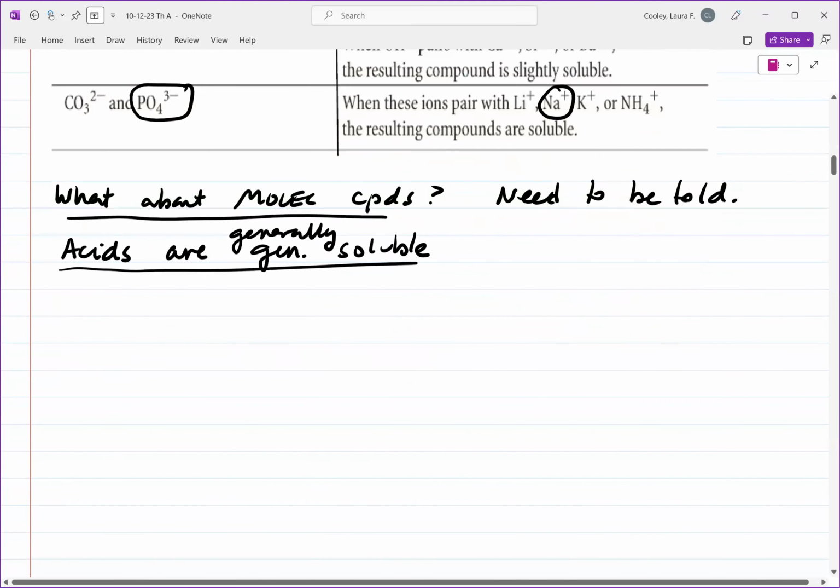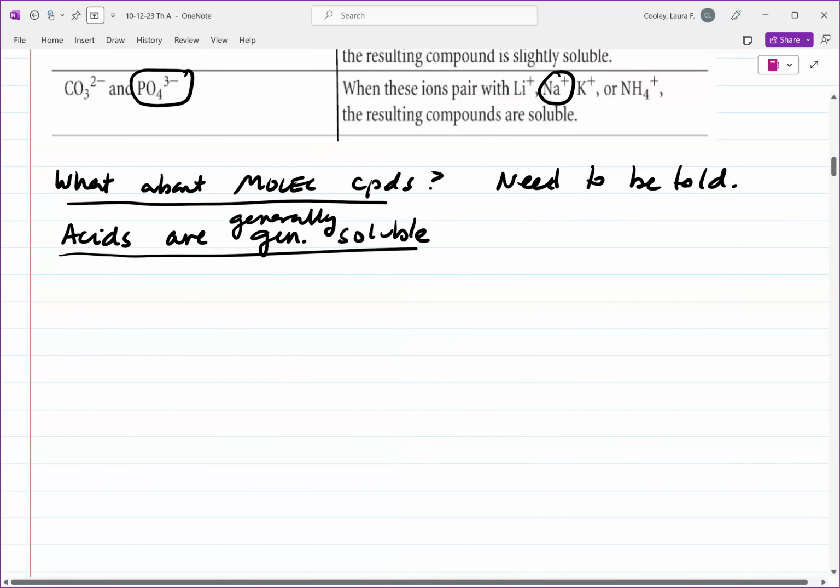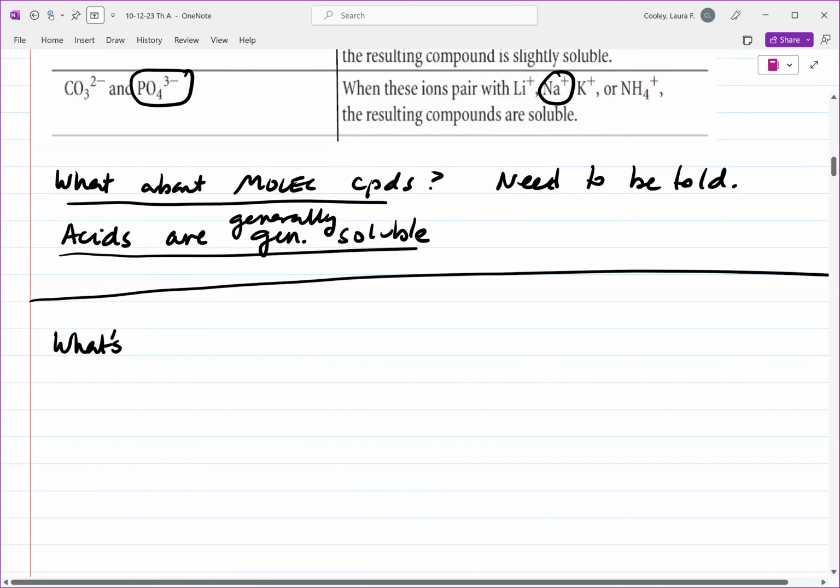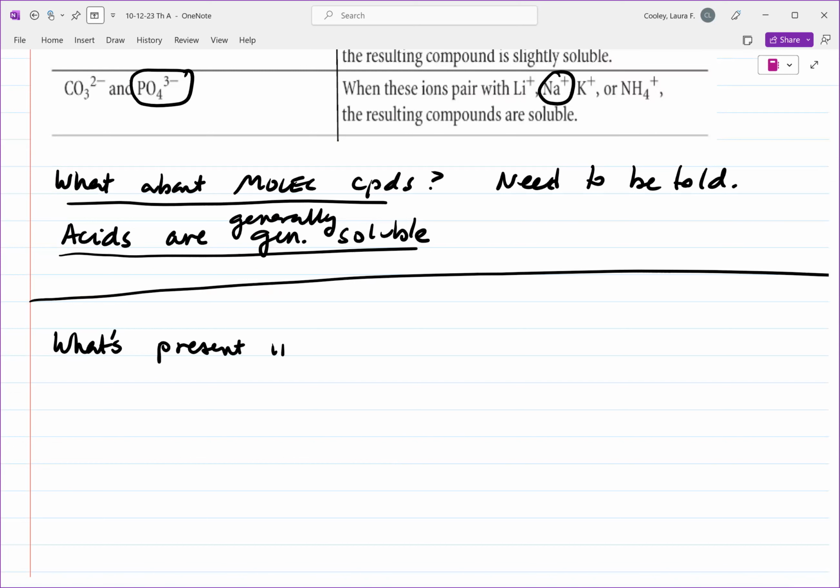So the next question becomes, what's present in solution when a molecular compound dissolves? And what's present in solution when an ionic compound dissolves? So what's the answer to that question?